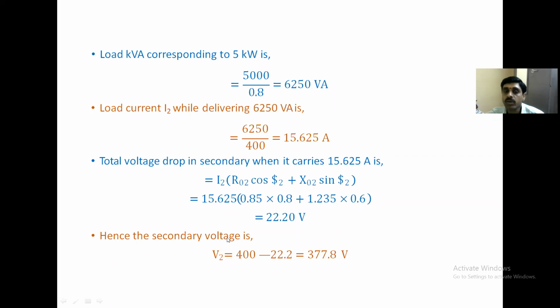Then what is the secondary voltage? V2 naught minus the voltage drop. This is 377. Like this, using this OCSC test, we can calculate different values once you get R naught 2, X naught 2, as well as R naught and X naught values.